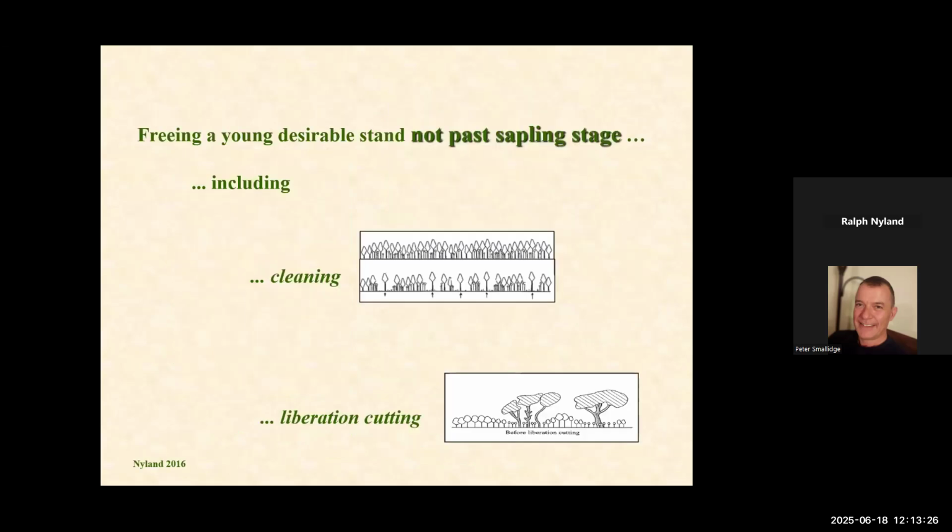Freeing young desirable stand not past sapling stage, key, not past sapling stage. And we have 2 treatments for that. One is cleaning and the other is liberation cutting.